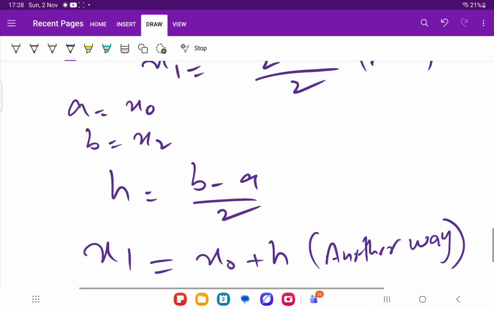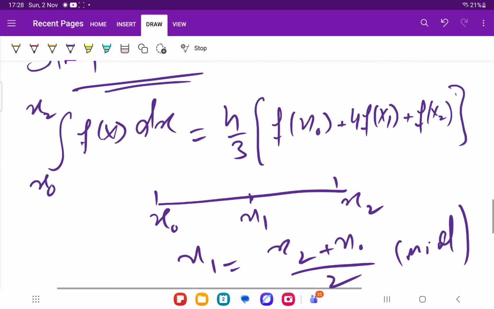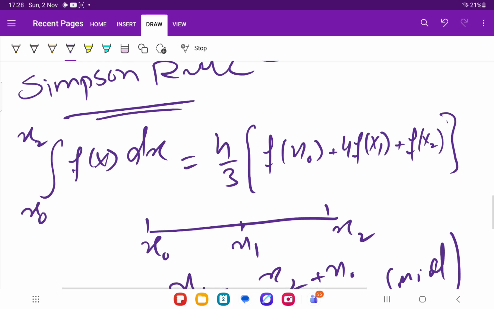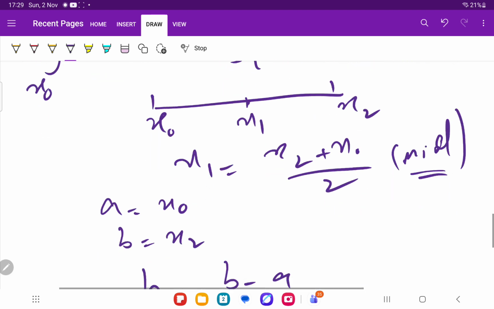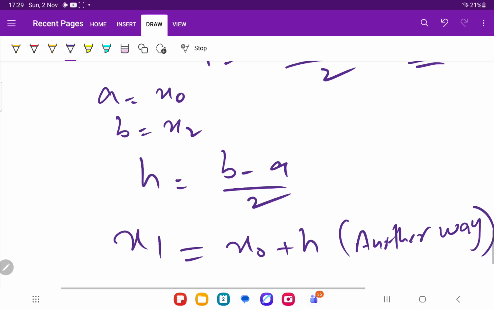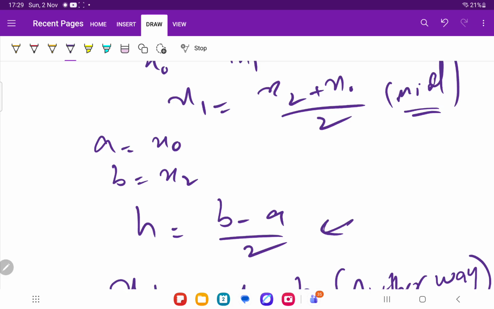So I'm turning on the recording just to explain to you the Simpson rule. The limit is going from x naught to x2, f of x dx, equals h by 3 times f of x naught plus 4 multiplied by f of x1 plus f of x2. Okay, and then x1 could also be calculated by the midpoint formula, or it could also be calculated by x naught plus h. So h is calculated this way, b minus a over 2. Okay, a is x0, b is x2.